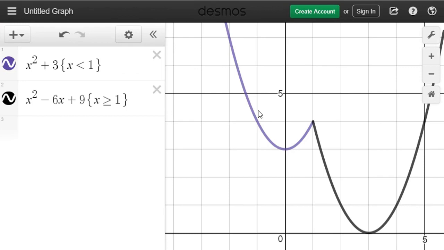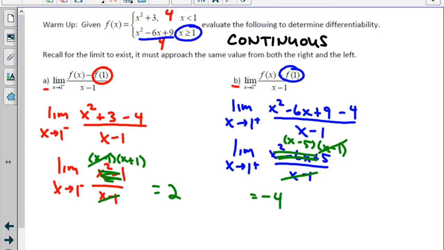And cusps are not differentiable because the slopes of the tangent line coming from the left and the right are very different. And therefore, at that same point, we would have to have 2 different tangent slopes. And that's not possible. So therefore, that would be not differentiable.